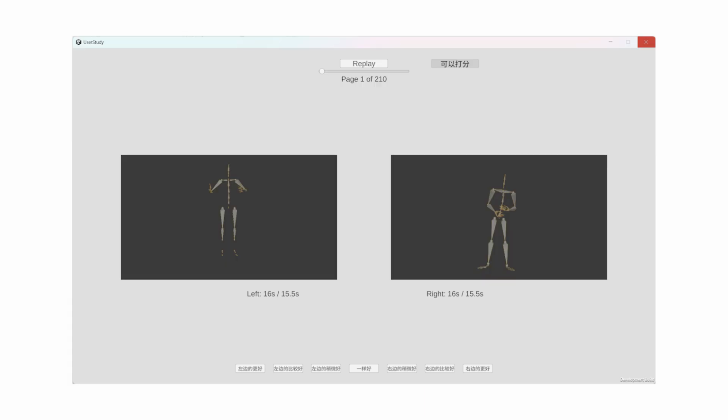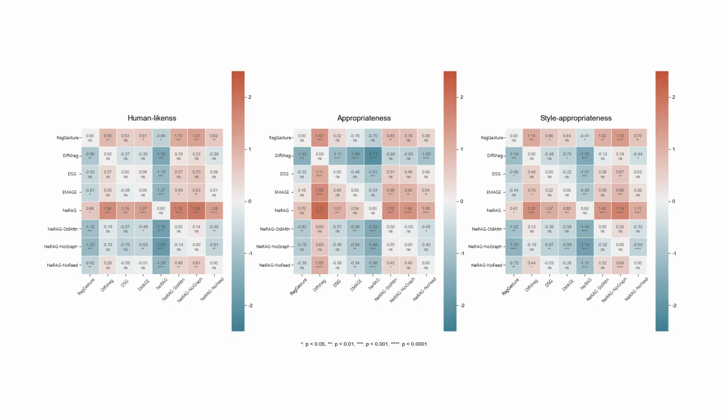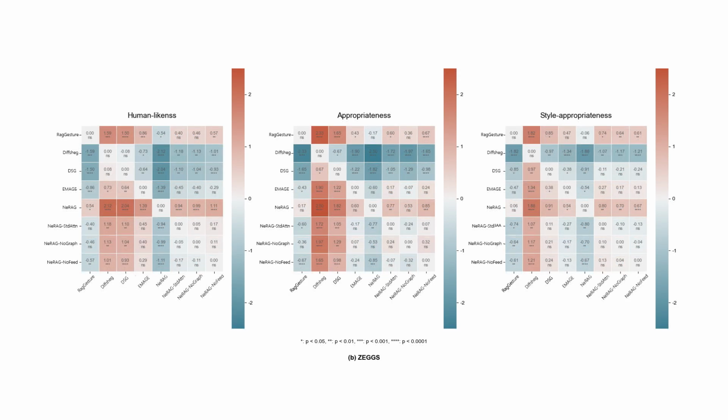We also ran a user study to evaluate how natural our gestures look to real people. We invited 30 volunteers to watch short video clips of different gesture outputs. They rated each video on 3 metrics: human likeness, does it look like a real person? Appropriateness, does the gesture match the speech? Style appropriateness, does the style feel consistent? We also conducted pairwise t-tests on all subjective metrics. The results confirm that NeRAG's advantages over all baselines are statistically significant.